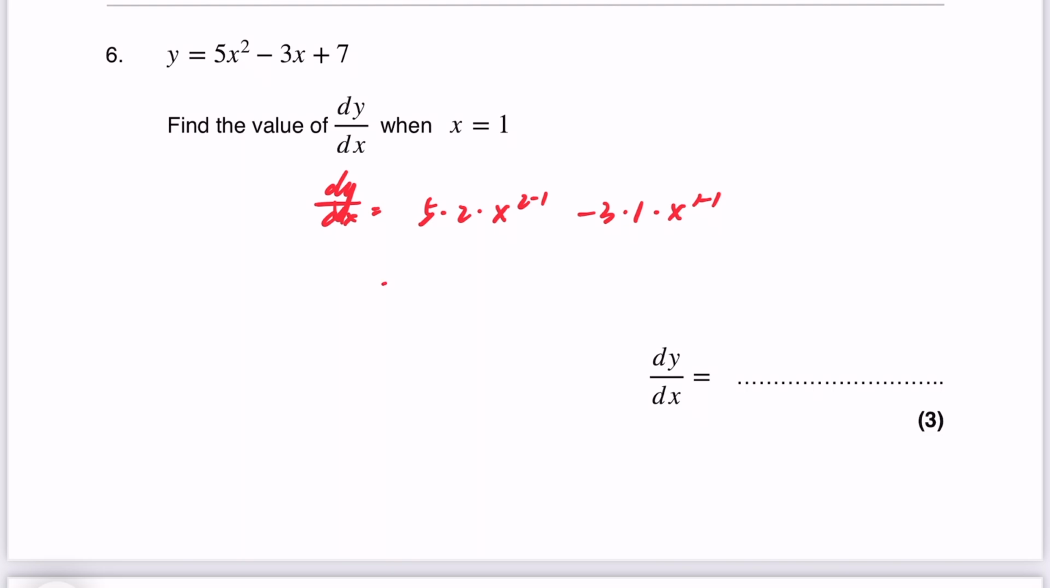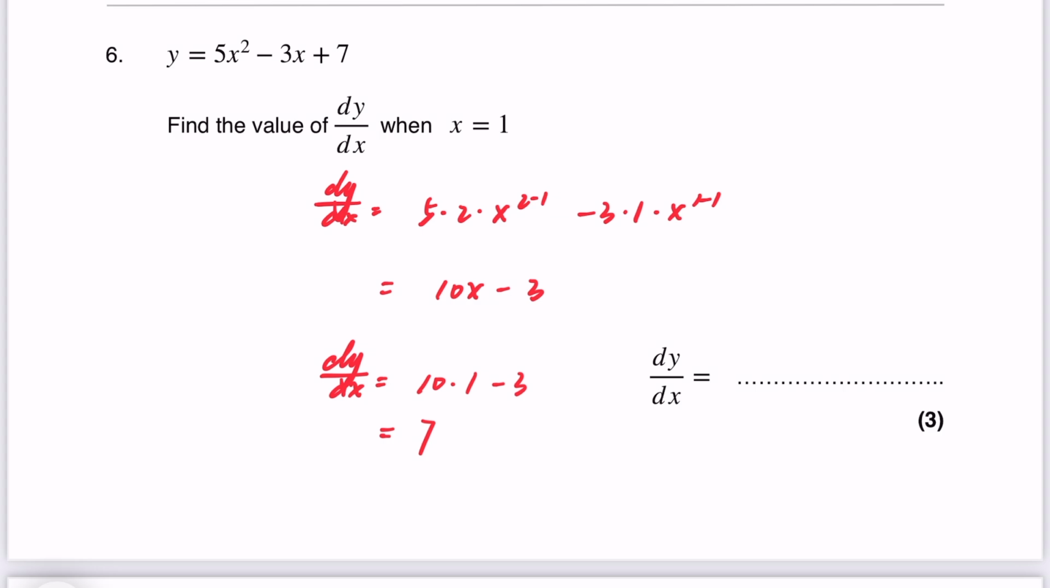And then let's move on. Equal to 10x minus 3. Okay, so that's the dy dx. But then the question said, could you find the value of dy dx when x equal to 1? Well, in that case, let's substitute it in, shall we? dy dx equal to 10 times 1 minus 3, which would equal to 7 in this case. Okay, and that's the final answer for the question.